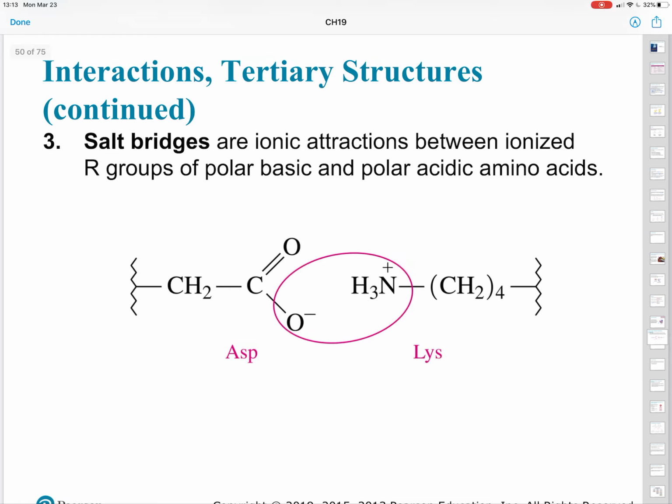Salt bridges. These only happen between polar basics and polar acidics. So that's why they're shown here like that. Here's an acidic amino acid, here's a basic amino acid. Negative charge, positive charge. They like each other. Salt bridges is what we call it.